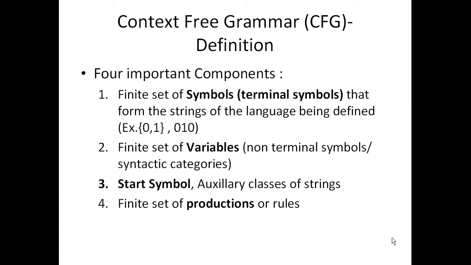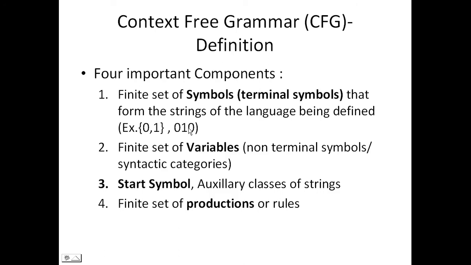Basically there are four important components in a grammatical description of a language. Firstly, there is a finite set of symbols that form the strings of the language being defined. Here you can see the set consisting of 0, 1. These are the set of symbols, and a string formed with the help of these symbols is 0, 1, 0. This is an example of a palindrome. So the first component is the set of symbols, which is also called the terminal symbols. These are the symbols with which you can form the strings.